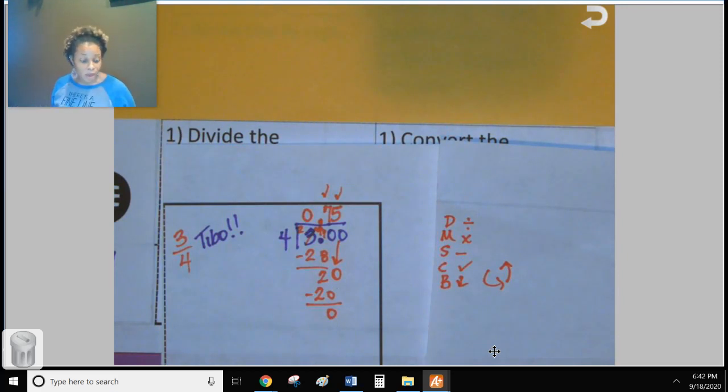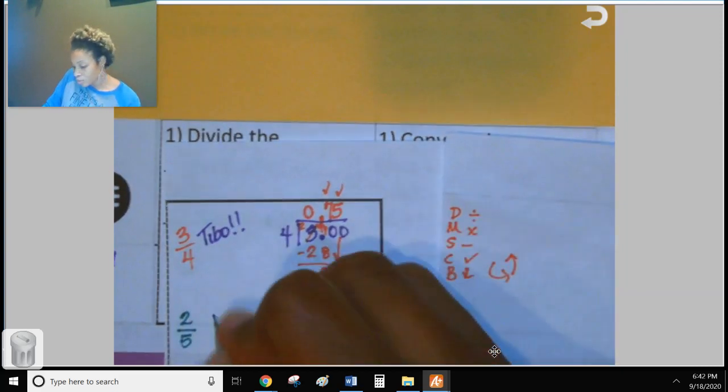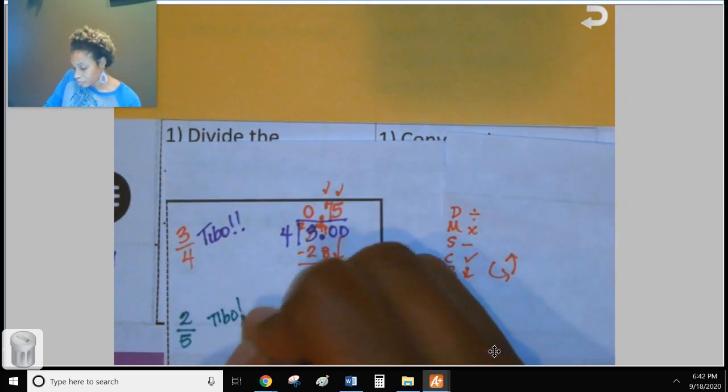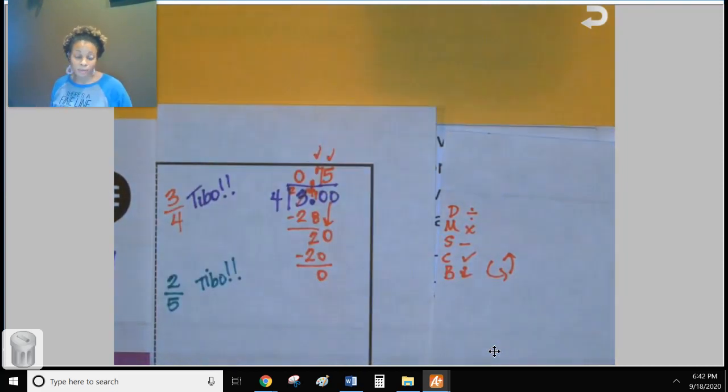So I have one that I want you guys to try. I want you to try 2/5. You're going to use TIBO and divide. Top in, bottom out. Numerator divided by denominator. Take a second, pause, work it out, and then come back and see if you're right.